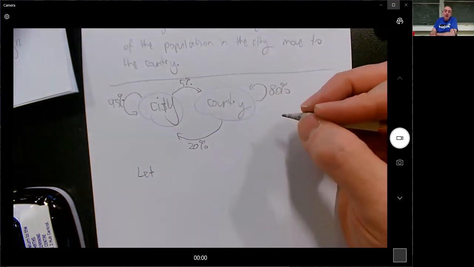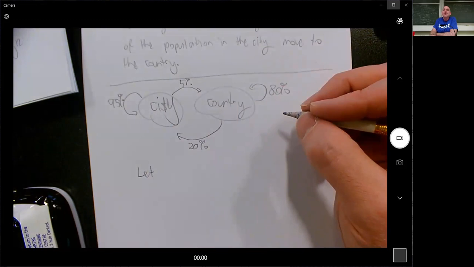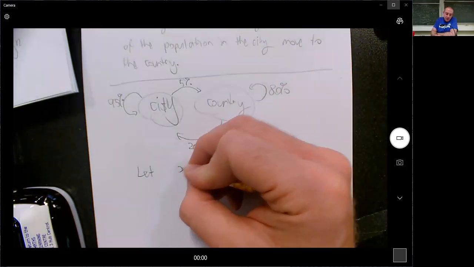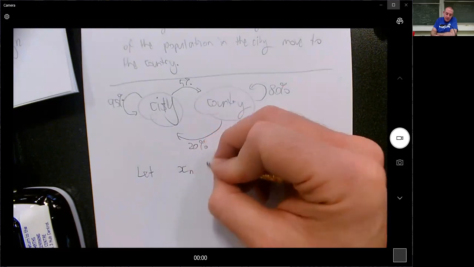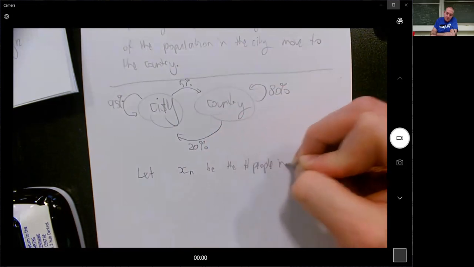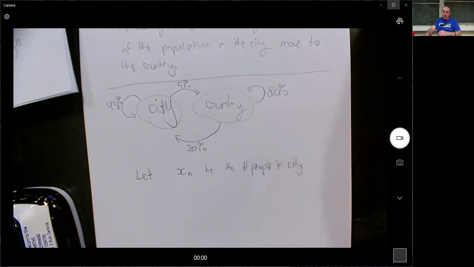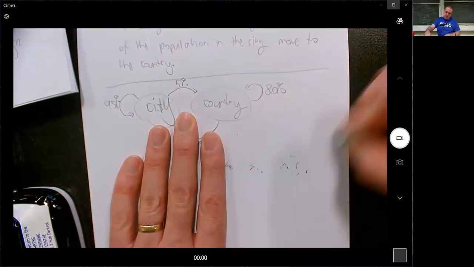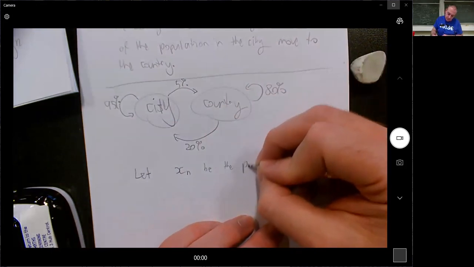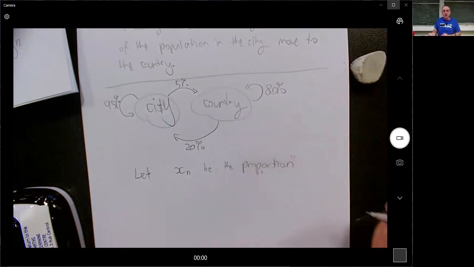I'm just going to call them X and Y, if you don't mind, because they both start with C. I can't call them C because there's already two of them. So let X_n be the number of people in the city. Well, we don't really know how many people there are, so maybe I should make it the percentage of people in the entire country that are living in the city at the moment. Let's do that. I'll do a proportion, so it's a decimal rather than a percentage, right?